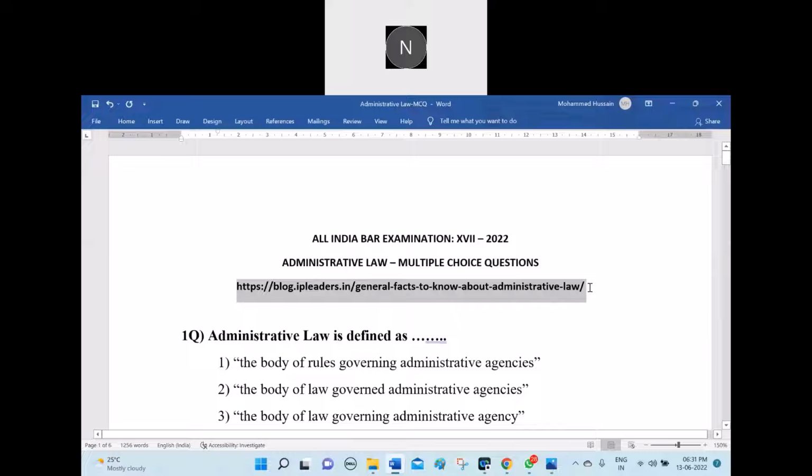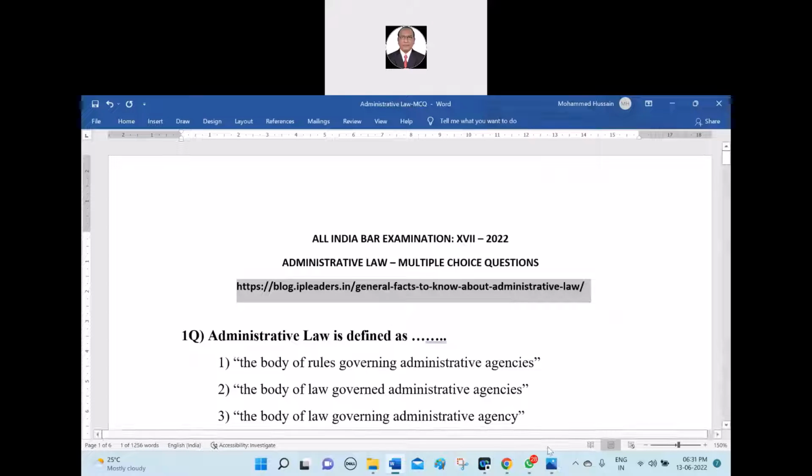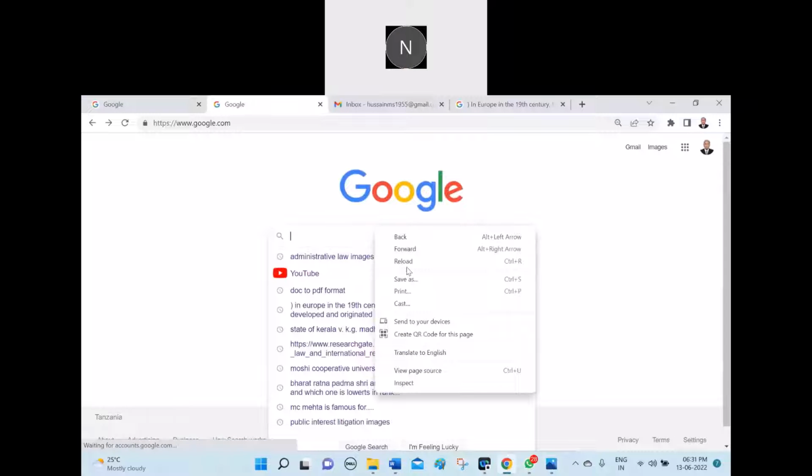Parshuram, when you want to speak, you can unmute at that time. When you don't want to speak, mute it, because I am getting the resound. Okay, sir. Okay, sir.